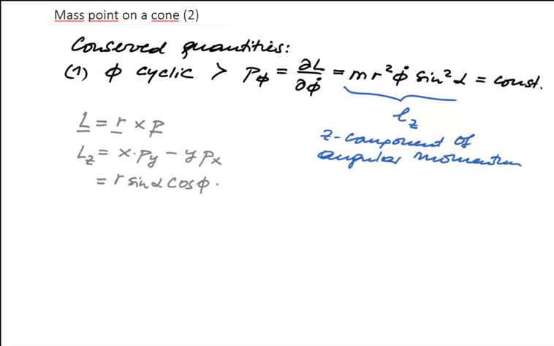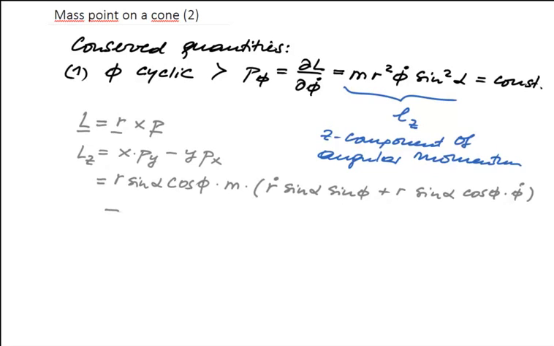What is the y component of momentum? It's mass times y dot, the y component of velocity. But y dot in turn, according to the coordinate transformation, has two contributions. It's r dot sine alpha sine phi plus r sine alpha, and then the time derivative of sine phi, which is cosine phi times phi dot.